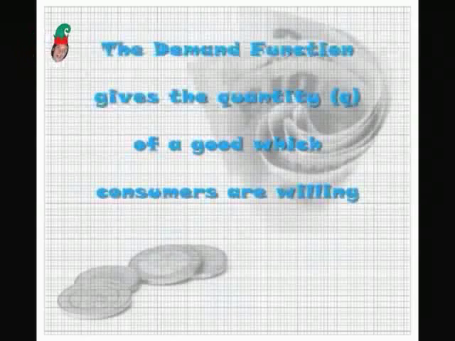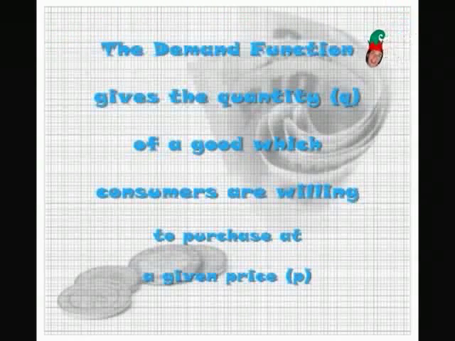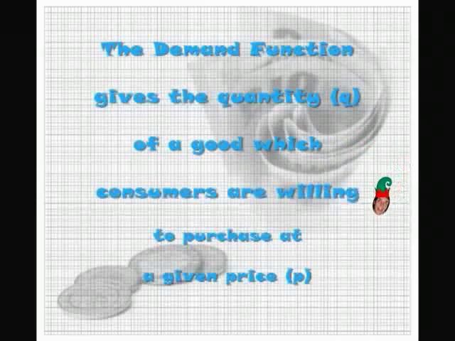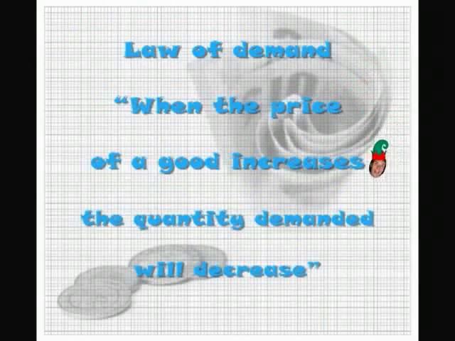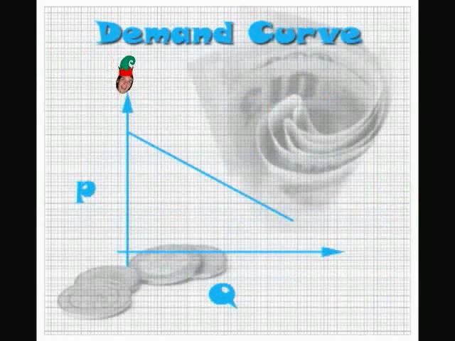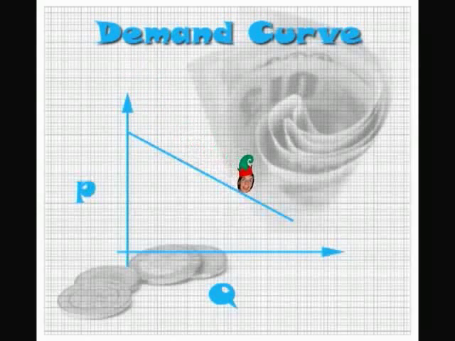Demand is the quantity of a good consumers are willing to purchase at a given price. Because consumers will buy more goods when they are cheaper, quantity will decrease as price increases. Hence, the law of demand is, when the price of a good increases, the quantity demanded will decrease. This relationship is negative. Therefore, the demand curve will have a negative gradient within the given limits.